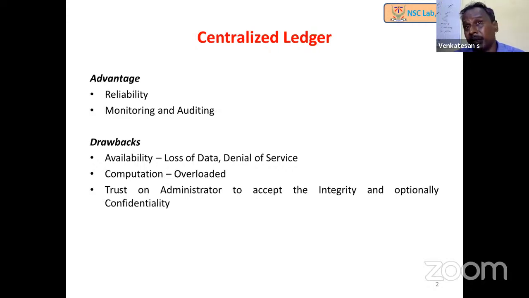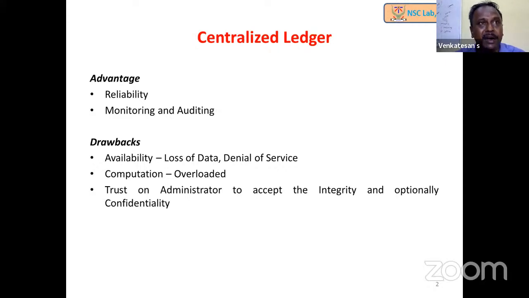Also, it is easy for the administrators or others to do the monitoring as well as the auditing. Even though we say it is simple for the administrator to do monitoring and auditing, it is not going to give transparency. Because of these reasons, like reliability, monitoring, and auditing, we can say that the centralized ledger is perfect to use. However, it has drawbacks.